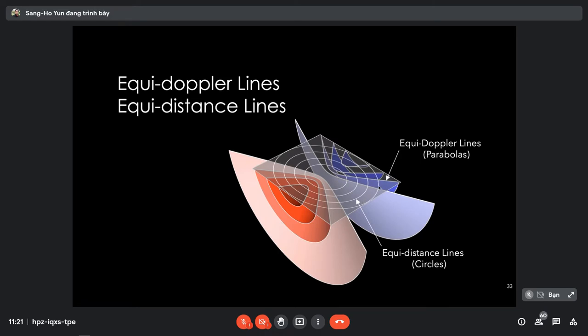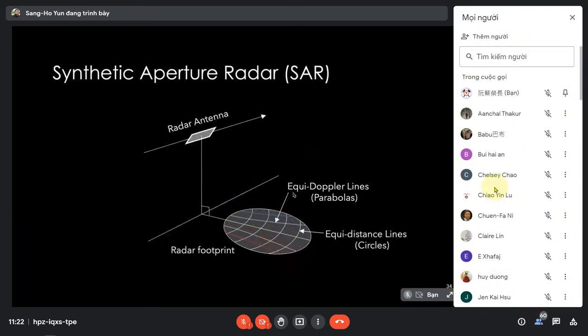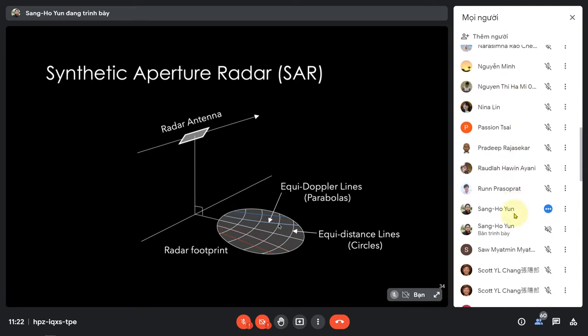And then we think about the locations where the targets are placed at the same range. We call them equidistance lines. So using this satellite and these two pieces of information on the ground, that is, equidoppler lines that are parabolas, and equidistant or equirange lines that are circles, we can distinguish objects that are closer to each other like this without having to lengthen the antenna.